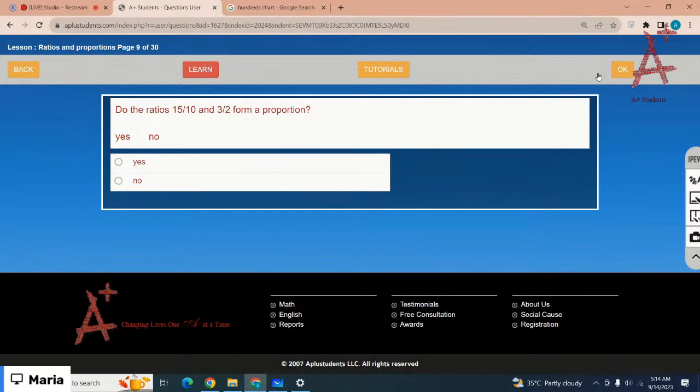Do the ratios 15 by 10 and 3 by 2 form a proportion? Yes or no? The correct option is yes, they form a proportion.